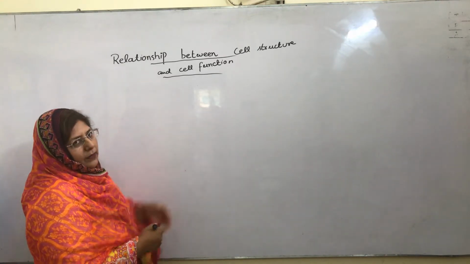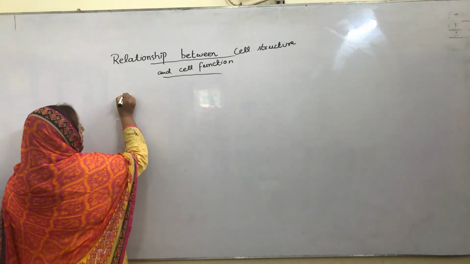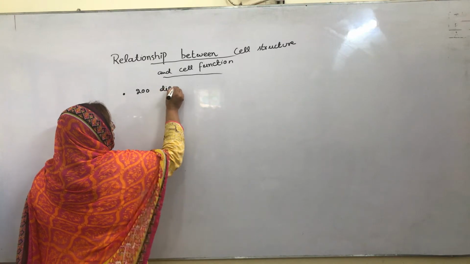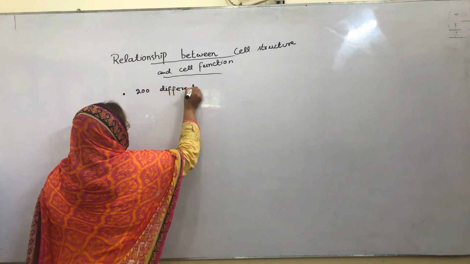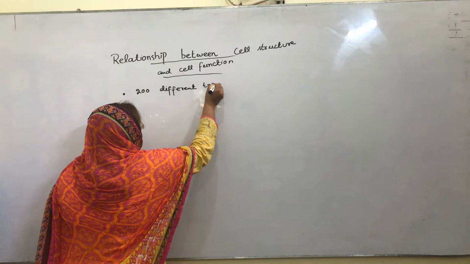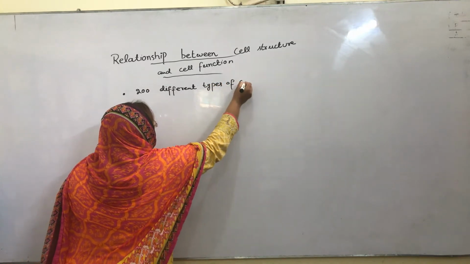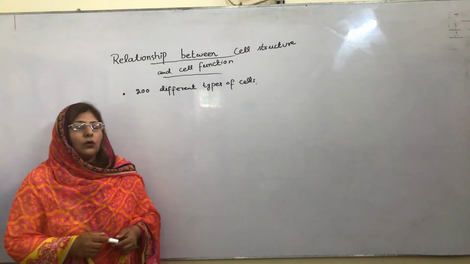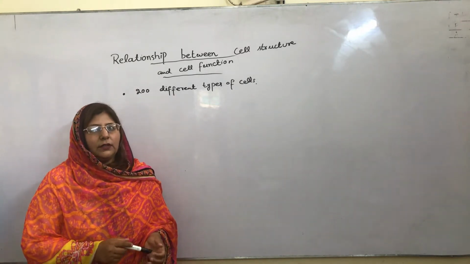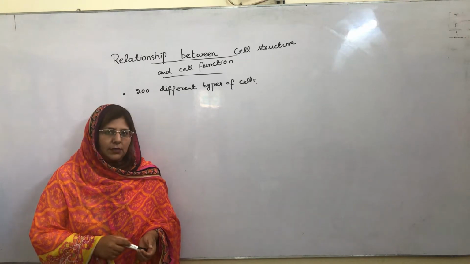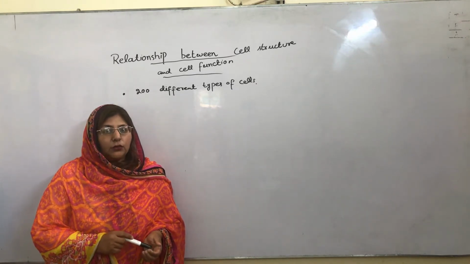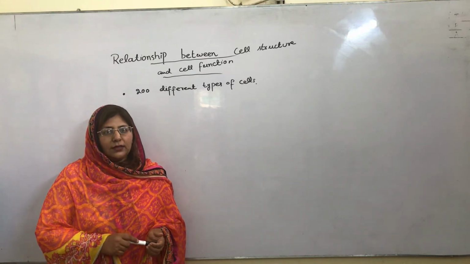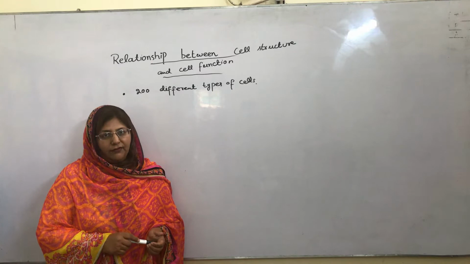If you see, there are 200 different types of cells in our body, and we all know how these cells are made. When specific tissues perform the same function, they make our cells. So we have 200 different types of cells in our body, and all these cells do their specific job. They have their specific function.